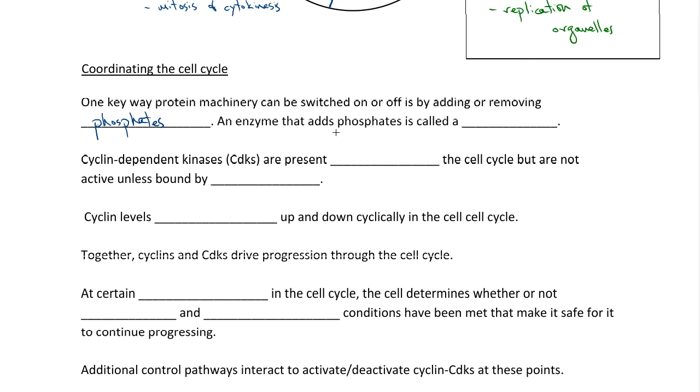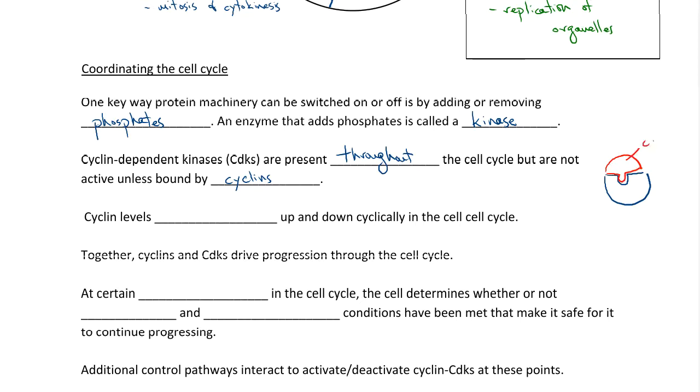And an enzyme that adds phosphates is called a kinase, whereas one that removes phosphates is called a phosphatase. So there are enzymes called cyclin-dependent kinases, abbreviated CDKs, that are present throughout the cell cycle. But they're not active unless they are bound by molecules called cyclins. So imagine that you've got a cyclin-dependent kinase, and its function is to activate other proteins by adding phosphates to them. And it's not switched on unless it's bound by its partner cyclin.